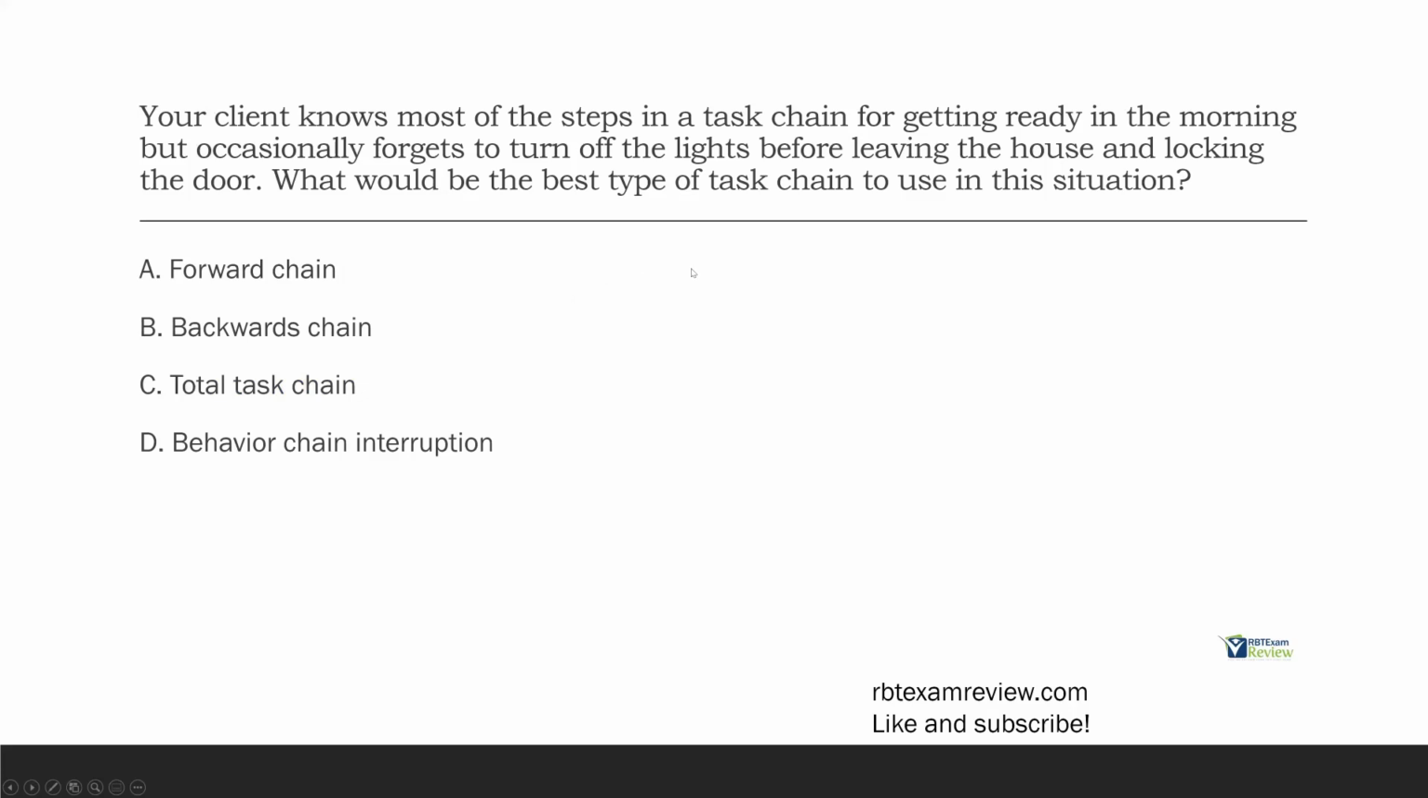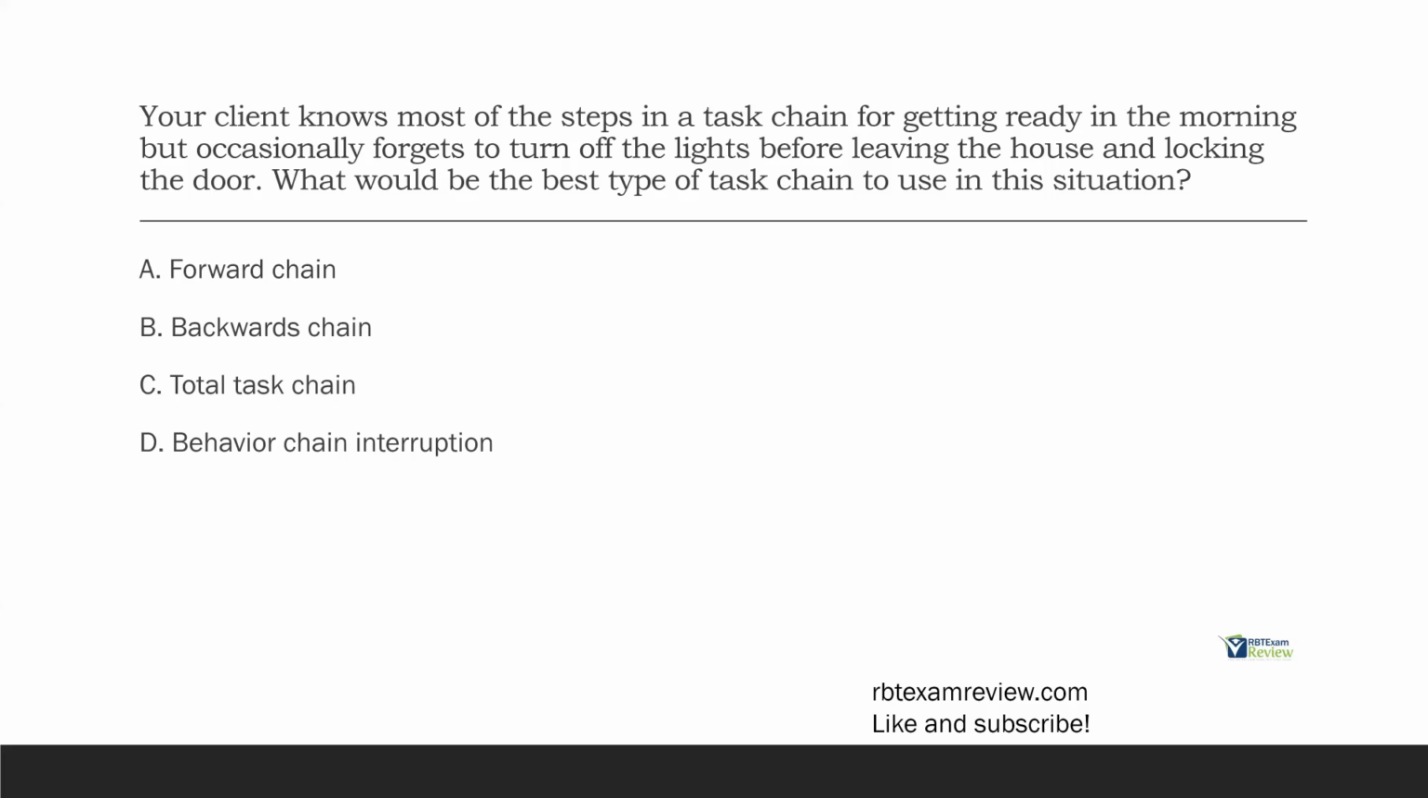Your client knows most of the steps in a task chain for getting ready in the morning, but occasionally forgets to turn off the lights before leaving the house and locking the door. What would be the best type of task chain to use in this situation? A couple giveaways here. In this task chain, does turning off the lights occur at the beginning, in the end, or in the middle of the chain?